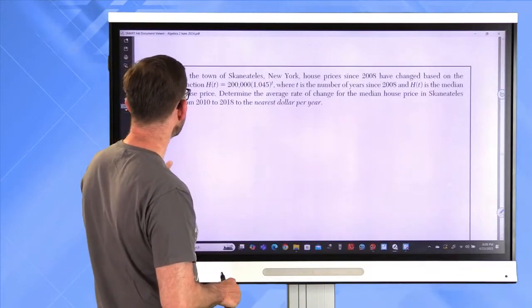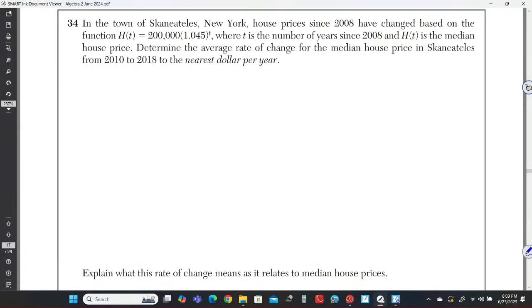Ooh, number 34. In the town of Skaneateles, New York, house prices since 2008 have changed based on the function h of t equals 200,000 times 1.045 to the t, where t is the number of years since 2008 and h of t is the median house price. Determine the average rate of change for the median house price in Skaneateles, I'm probably pronouncing that wrong, and I've lived in New York for over 30 years now, from 2010 to 2018 to the nearest dollar per year. My apologies to people who live there.